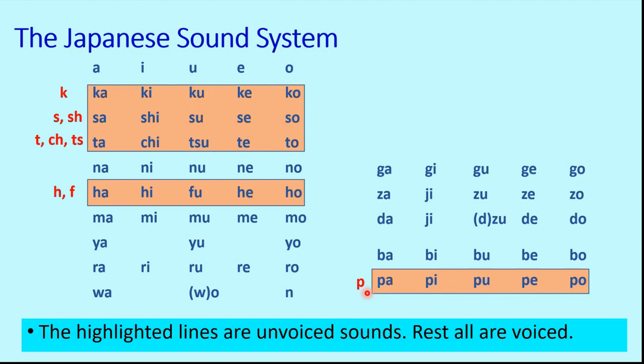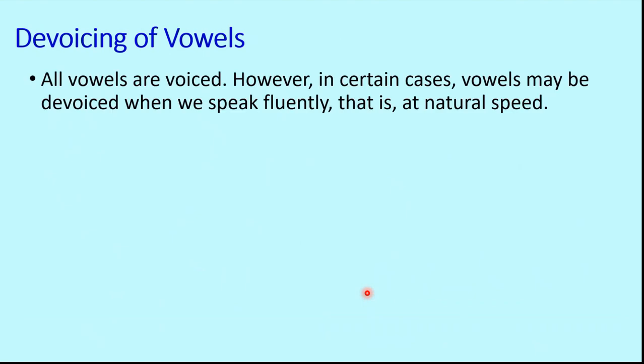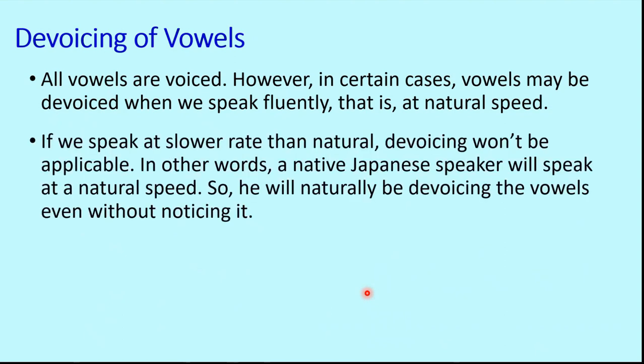So with this much background, let's come to today's topic, which is devoicing of vowels. Practically all vowels are voiced vowels. However, in certain cases, vowels may be devoiced when we speak fluently, that is at a natural speed, just like a native speaker of that language. If we speak at a slower rate than natural, devoicing won't be applicable or won't be noticeable. In other words, a native Japanese speaker will speak at a natural speed, so he will naturally be devoicing the vowels wherever required, even without noticing it.